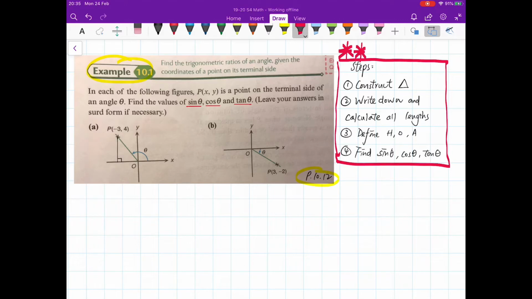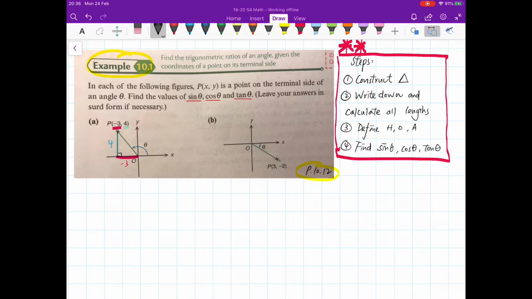Then look at the coordinates of P. The -3 refers to the x coordinate, so I will mark it down as -3. Similarly, for the y coordinate 4, it is talking about the length in the y-axis, so I will mark it down as 4. So therefore, we have to calculate the length of OP.